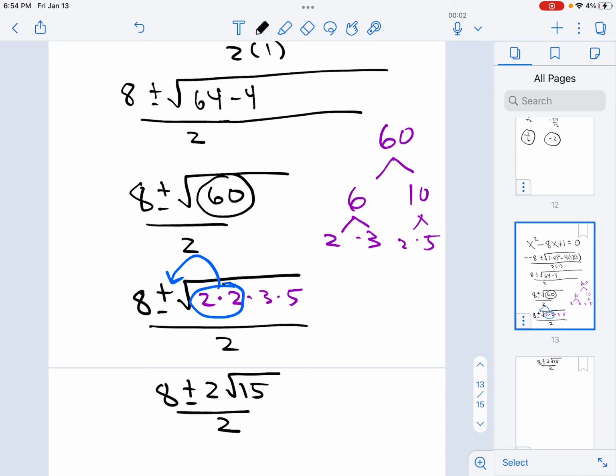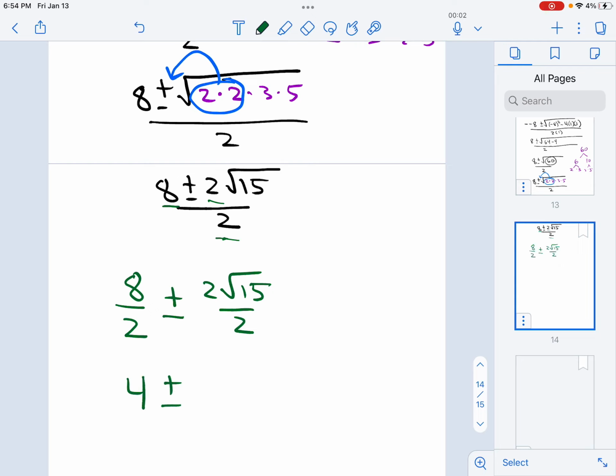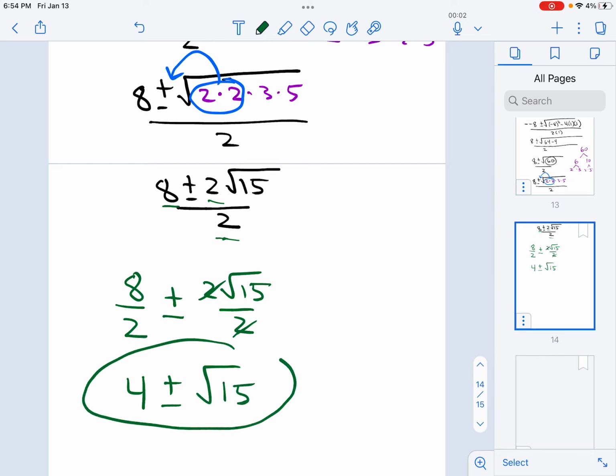Okay, now we're still not done yet. There's one little bit of simplification we can do. 8 and 2 are both divisible by 2. 2 and 2 are divisible by 2. So this is the same thing as 8 over 2 plus or minus 2 square roots of 15 over 2. And that simplifies. 8 over 2 is 4, and these 2's cancel out. And so that is your final answer in the simplest form.